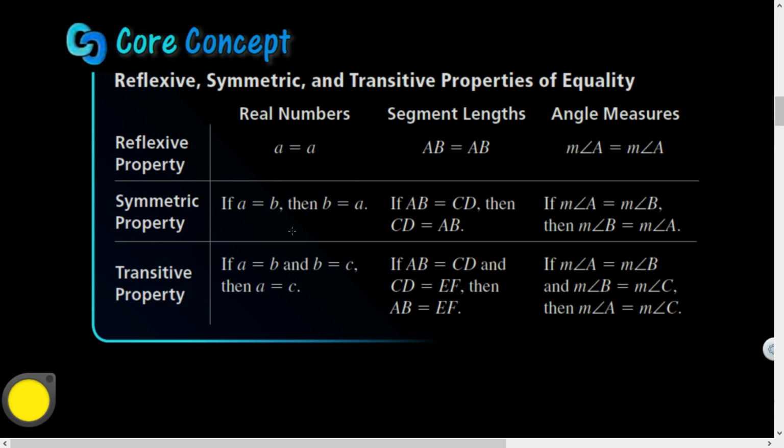And the transitive property, we've already referred to this earlier on in this chapter when we were talking about the law of syllogism, right? That if A equals B and if B equals C, then A equals C.